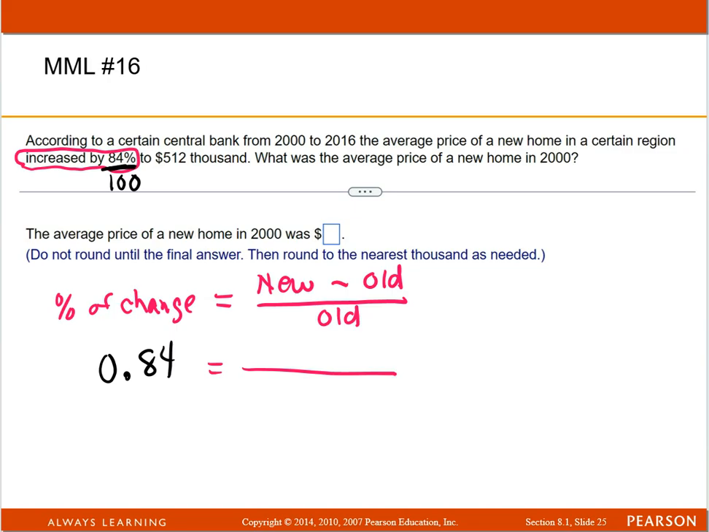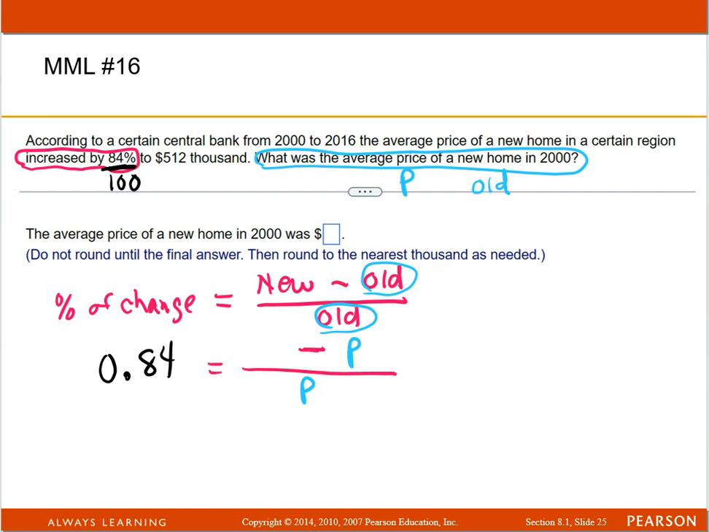The question is, what is the average price in the year 2000? That is in the past, so that's my old amount. That's what I'm looking for. What is the average price? So there are two places that it says old in this, and I'm just going to let the letter P stand for price. So I'm going to have a price here, and I'm going to have a price there. Minus here, and then the new, what the heck is new?